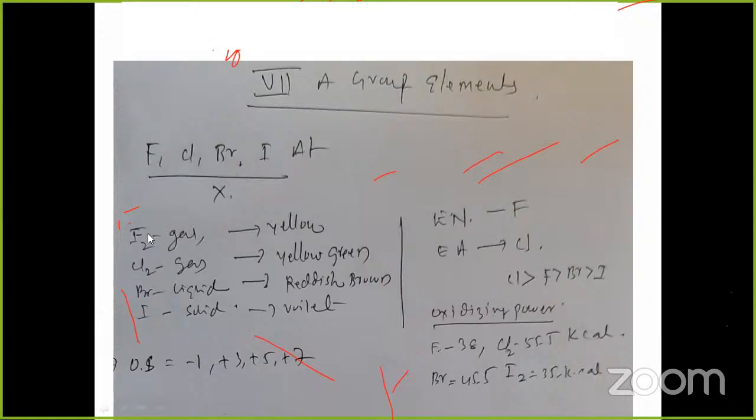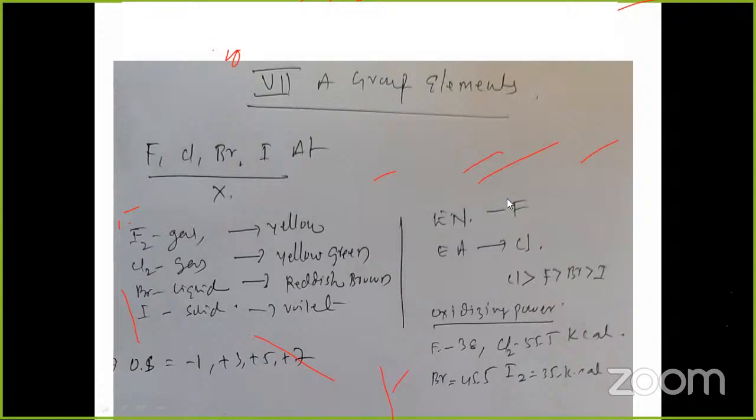And due to unpaired electrons, they exhibit different colors. They are denoted by X, where X means a halogen symbol, and they are 4. And you come to the properties. The highest electronegativity element is fluorine, and the highest electron affinity is chlorine. So the electron affinity order is chlorine greater than fluorine, bromine, and iodine.